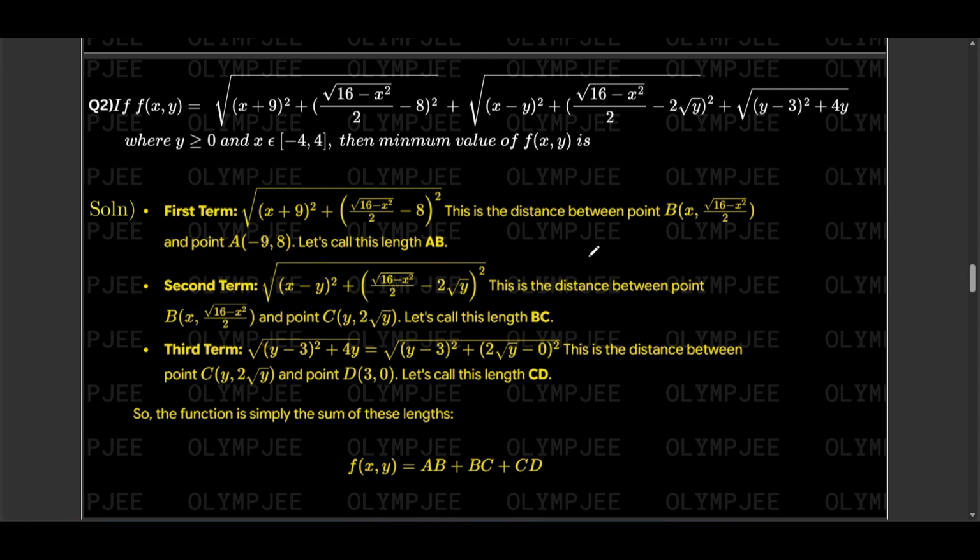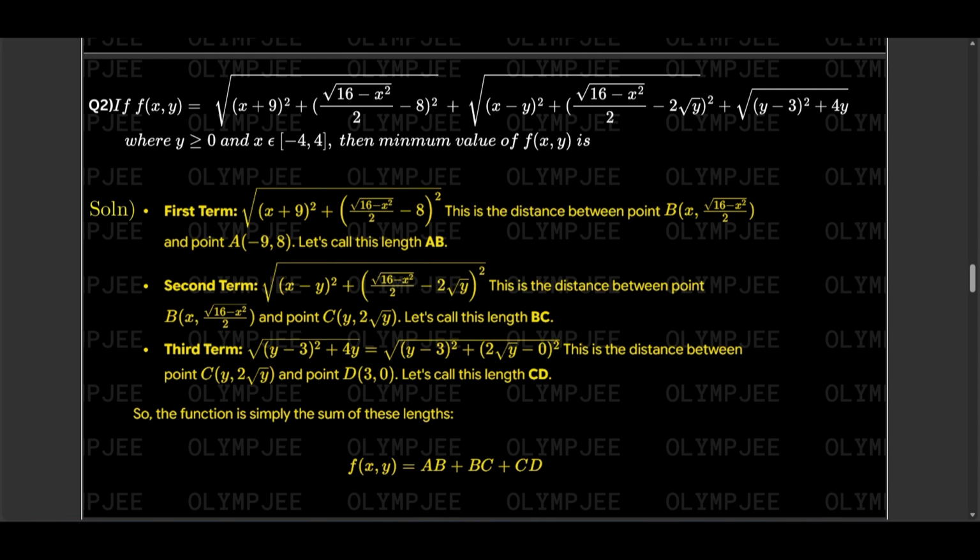So the question says that if f of x comma y is given as root of (x plus 9) whole square plus this whole squared, plus this, similar to this first term and this third term. So we have to find the minimum value of f(x, y). This can probably be solved by taking the differentiation of this and setting it to 0 and then putting the value of x and y. But we have an easier method to solve this.